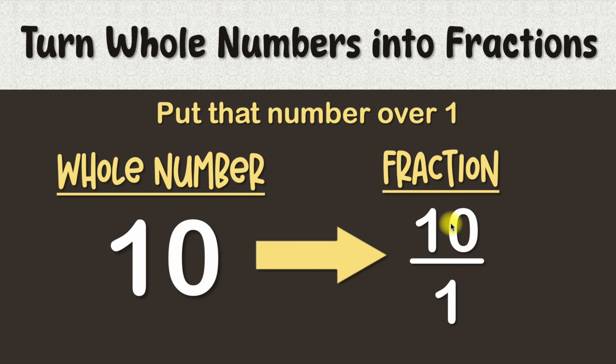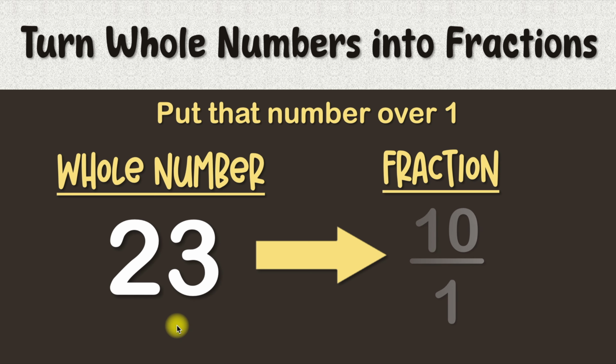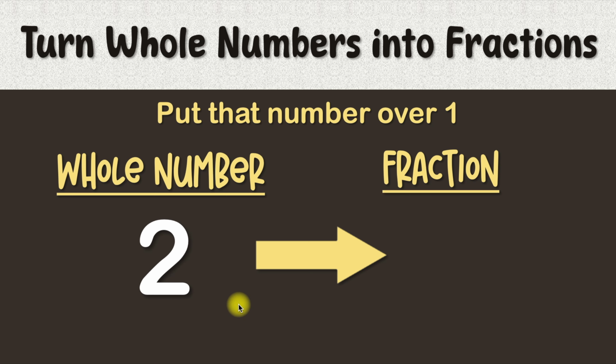This is 10 as a fraction. 10 over 1. Let's say we have 23. How would we write 23 as a fraction? Well, we would put 23 over 1. And how about the number 2? Well, again, to make it a fraction, we have to put that number over 1. So as a fraction, that number will be 2 over 1.